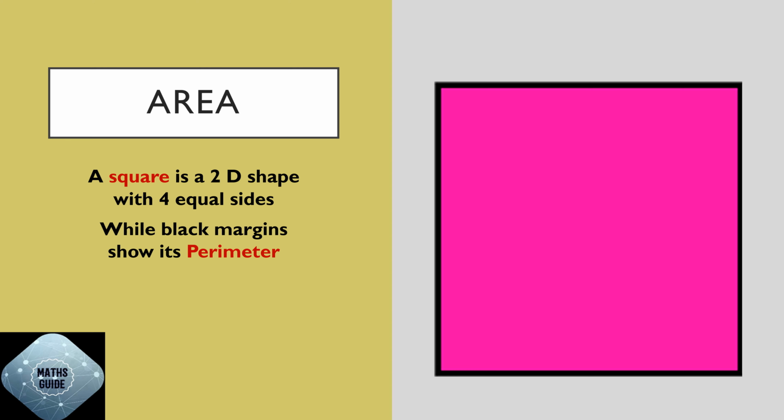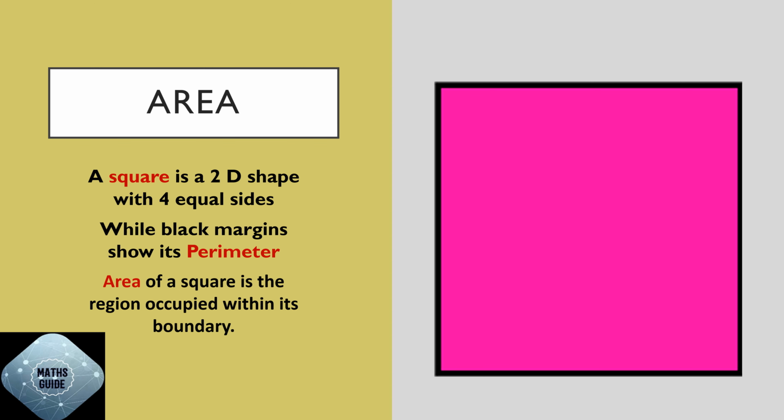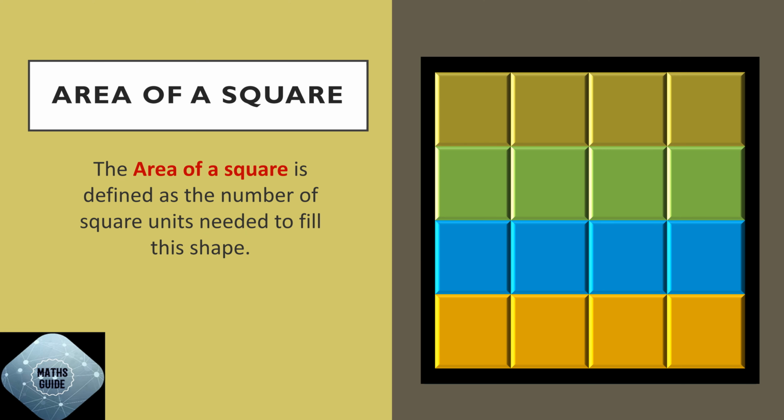Now coming to the main topic, that is the area of a square. This pink portion inside the boundary of a square is its area. The area of a square is defined as the number of square units needed to fill this shape.